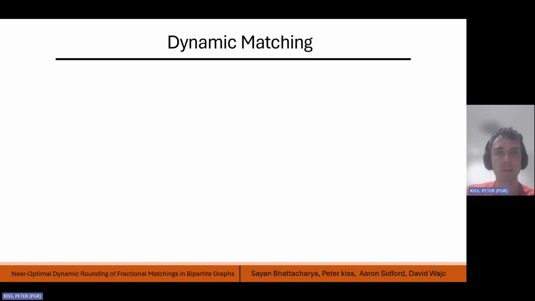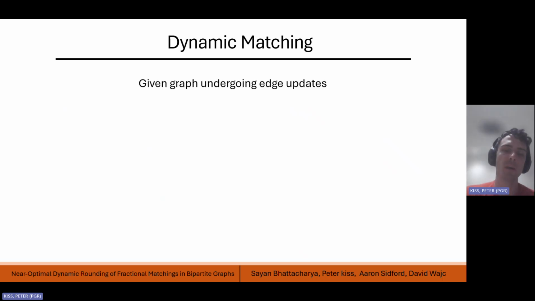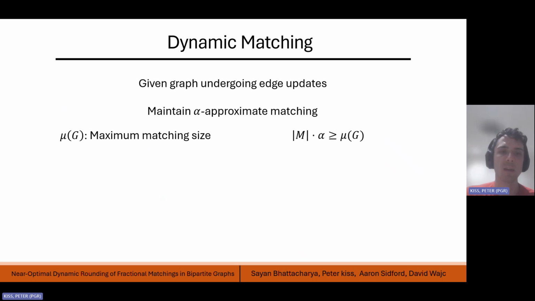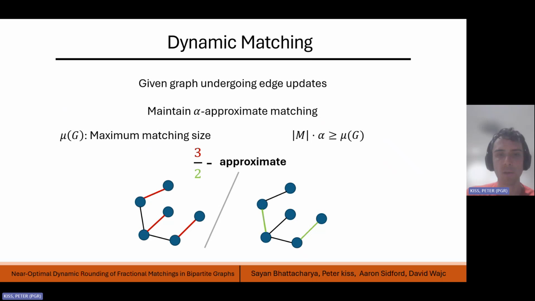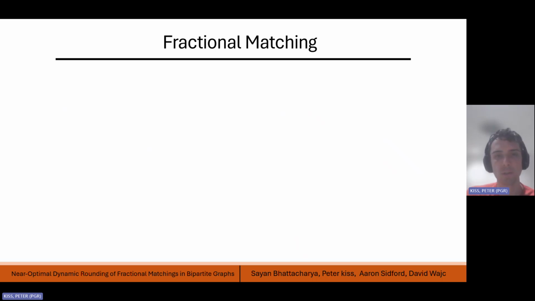We will talk about dynamic matching. In this problem, we are given a graph undergoing edge insertions and deletions, and our goal is to maintain an alpha approximate matching. If mu of G stands for the maximum matching size, M is defined to be alpha approximate if size of M times alpha is greater or equal than mu of G, so alpha will be greater or equal than 1. For example, this would be a 3/2 approximate matching on the right, and our goal is to maintain such a matching throughout this set of updates, and our objective is to minimize the update time it takes us to maintain this structure.